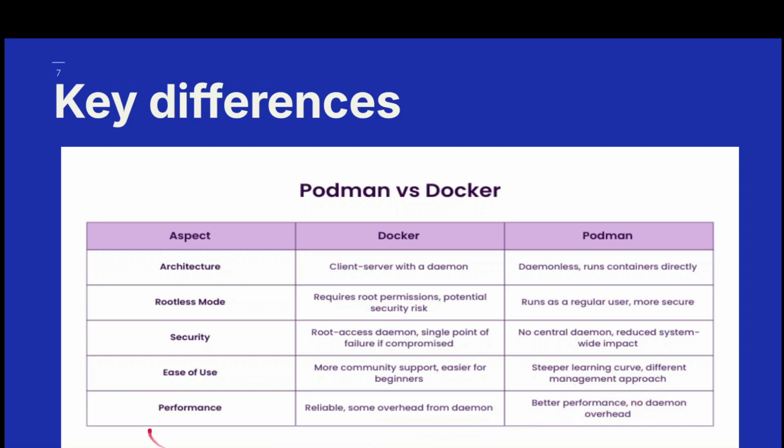Apart from that, on performance, Docker is reliable but has some overhead from the daemon. It is reliable, an old technology used for many years, and everyone is used to it. But the overhead is the daemon service running, since it is based on client-server architecture. In the case of Podman, it gives better performance because there is no daemon overhead. So security-wise and performance-wise, Podman is better.